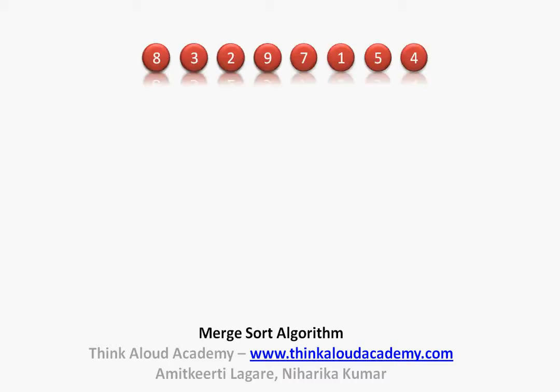Now let's say we have these set of numbers, and then let's see how merge sort algorithm works on these set of numbers. Merge sort, as I was saying, divides the set of numbers into subsets and then tries to sort these subsets. So basically when I have these 8 numbers, the algorithm first divides these numbers into 2 halves and then picks up the left half and then tries to sort this left half.